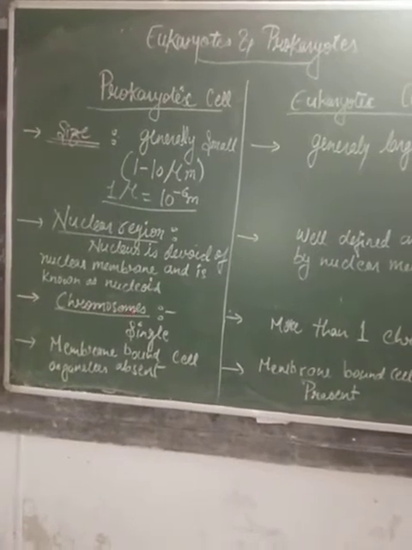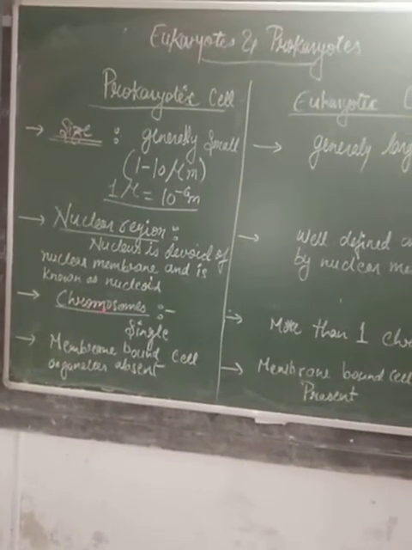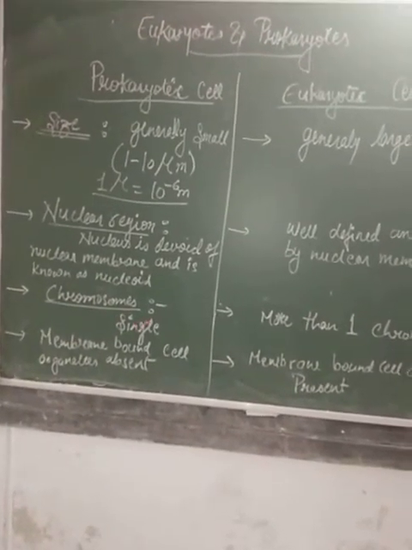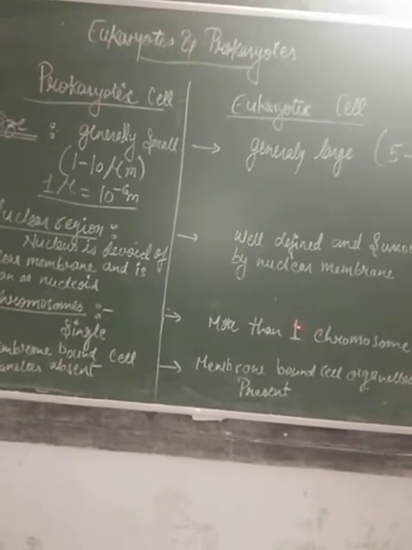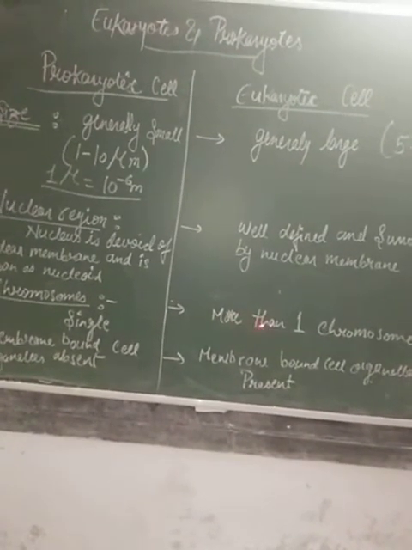Next is chromosome. Here we are talking about the genetic material or DNA. In prokaryotes the chromosome is single, and in eukaryotes more than one chromosome is present. You know very well, in a normal human being, 23 pairs of chromosomes are present. So the eukaryotic cell in multicellular organisms consists of more than one chromosome.